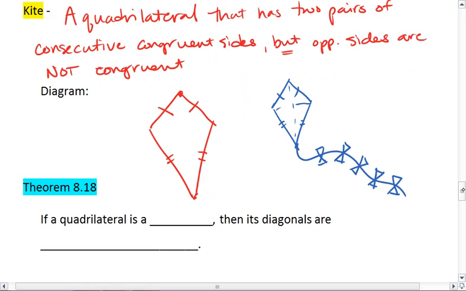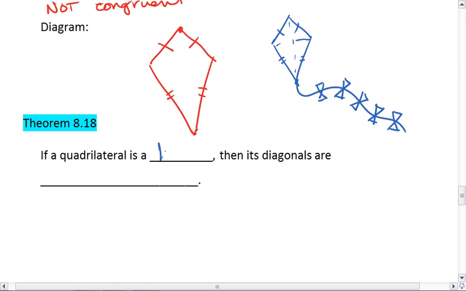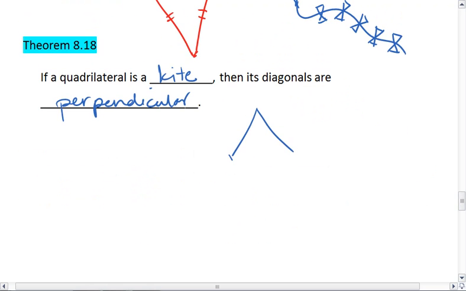Okay, our property of kites. If a quadrilateral is a kite, then its diagonals are perpendicular. So if we have a kite, and we draw the diagonals, these diagonals are perpendicular to one another, creating four right triangles inside of our kite.